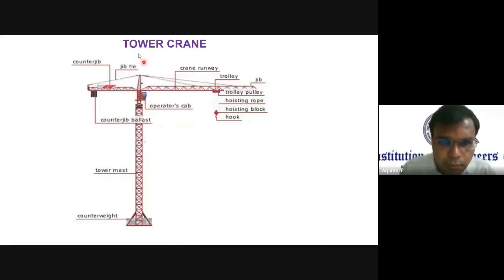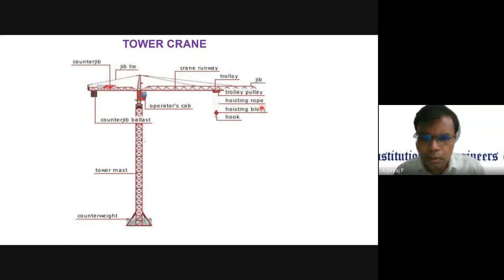This is the tower crane. It has the tower mast. This is the tower mast. And it has the counter jib ballast. This is the operator cab where the operation is going to happen. And this is the counter jib, this is the jib tie, this is the crane runway where the crane moves. And it has a trolley, and this trolley will be pulling the rope, handling the material accordingly.